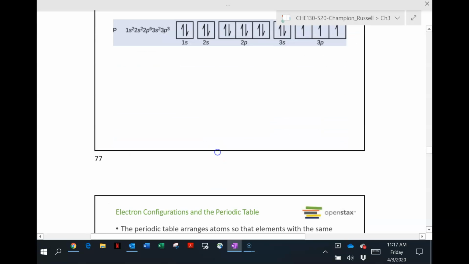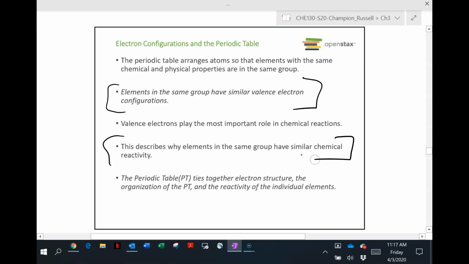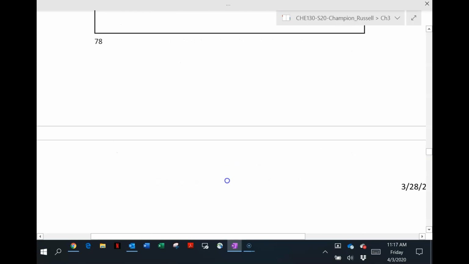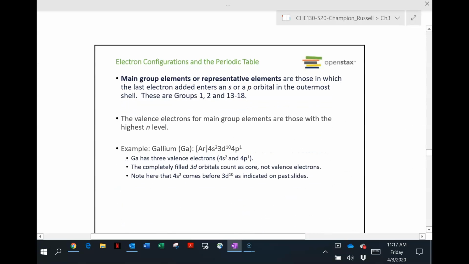So here's the phosphorus example. We did that one earlier, and now that we are able to write these electron configurations, we can see this idea that elements that are in the same group have similar valence electron configurations, and that explains why they have similar chemical reactivity. So the periodic table is your guide to all this, and so some more examples here.